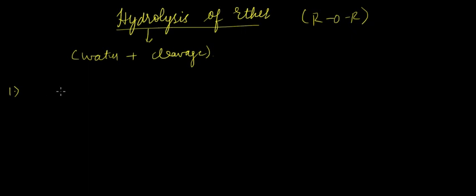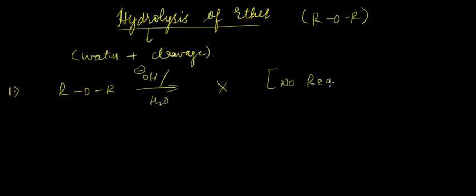Let us take an example wherein we have ROR and we are reacting it with OH minus or H2O. No reaction would take place. Please remember this. This has been asked so many times in JEE level examinations, and people repeatedly make mistakes in these examinations on this concept. The reason is RO minus is a strong base, right?